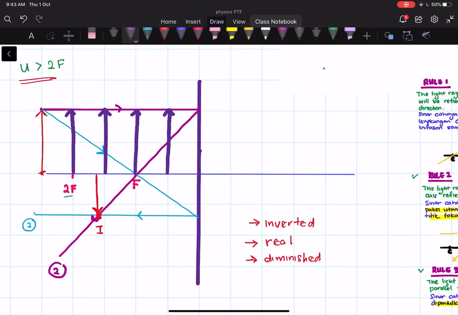So, 4 ray diagrams you have to draw. The first one is for u equals 2f, then u between f and 2f, and the next one is u equals f, and the last one u less than f. So that will be your homework for today, to draw all the 4 ray diagrams.